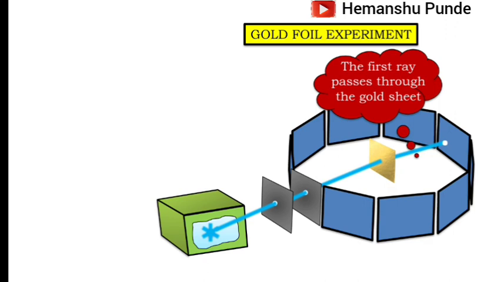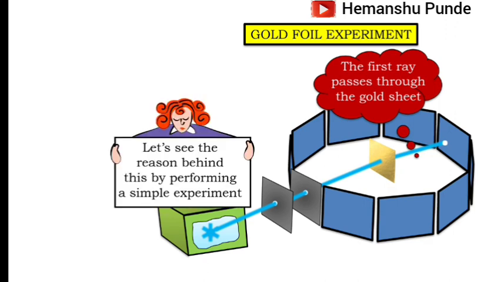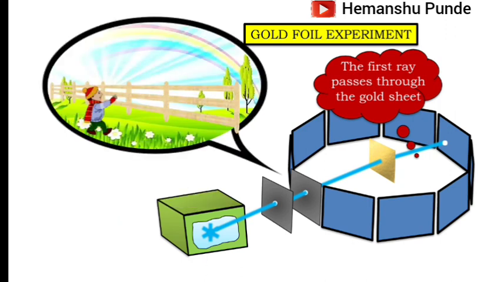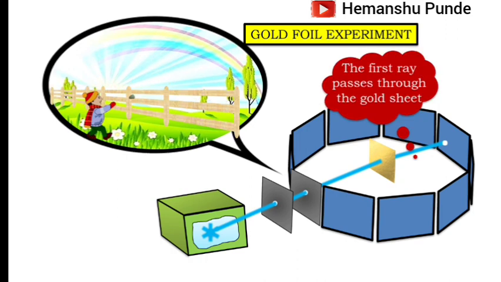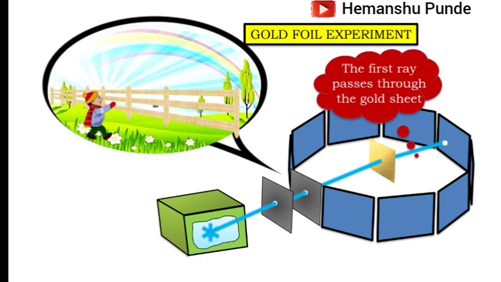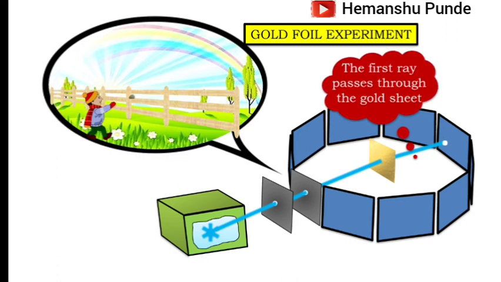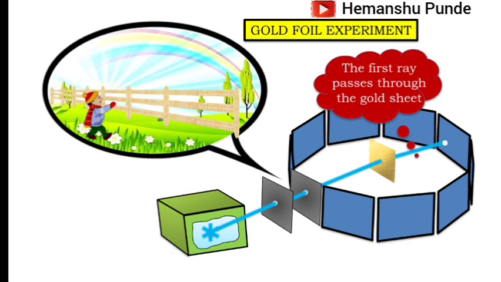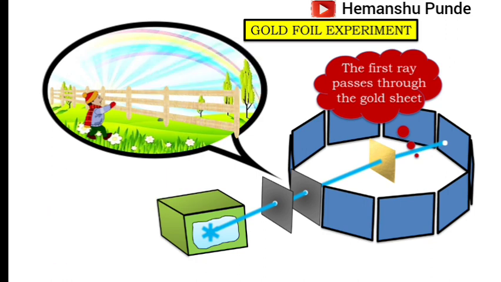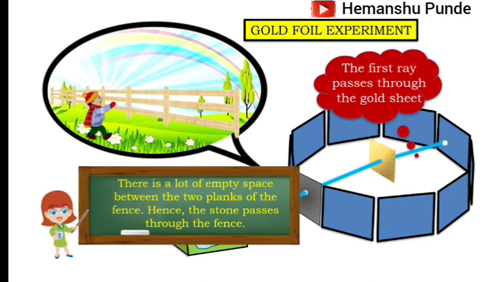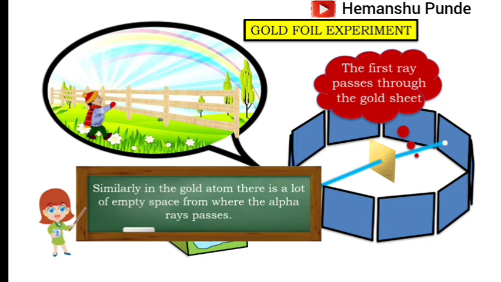The first ray passes through the gold sheet. Let's see the reason behind this by performing a simple experiment. Stand near a fence and throw a stone towards the fence. The first ray passes through the gold sheet, just like this stone is passing through this fence. The stone passes through the fence to the other side. Why does this happen? Because there is a lot of empty space between the two planks of the fence, hence the stone passes through the fence. Similarly, in a gold atom, there is a lot of empty space from where the alpha rays pass.